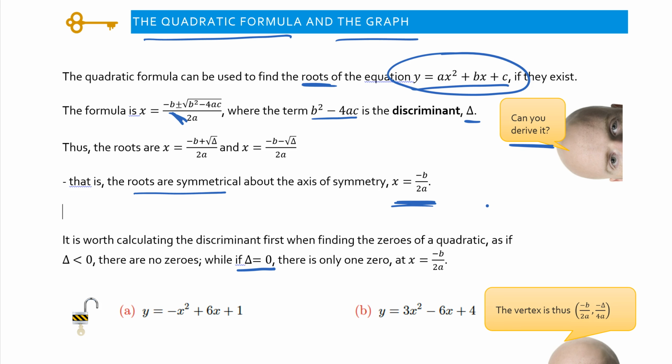Before we actually use the quadratic formula, it's often worth calculating the discriminant first, because if the discriminant is negative, if it's less than 0, there aren't any zeros. The parabola doesn't cut the axis at all. If the discriminant equals 0, then there's only one zero, and it occurs at minus b on 2a. And as we said, if the discriminant is greater than 0, then we have our two roots symmetrically placed about the axis of symmetry. So let's have a look at two examples.